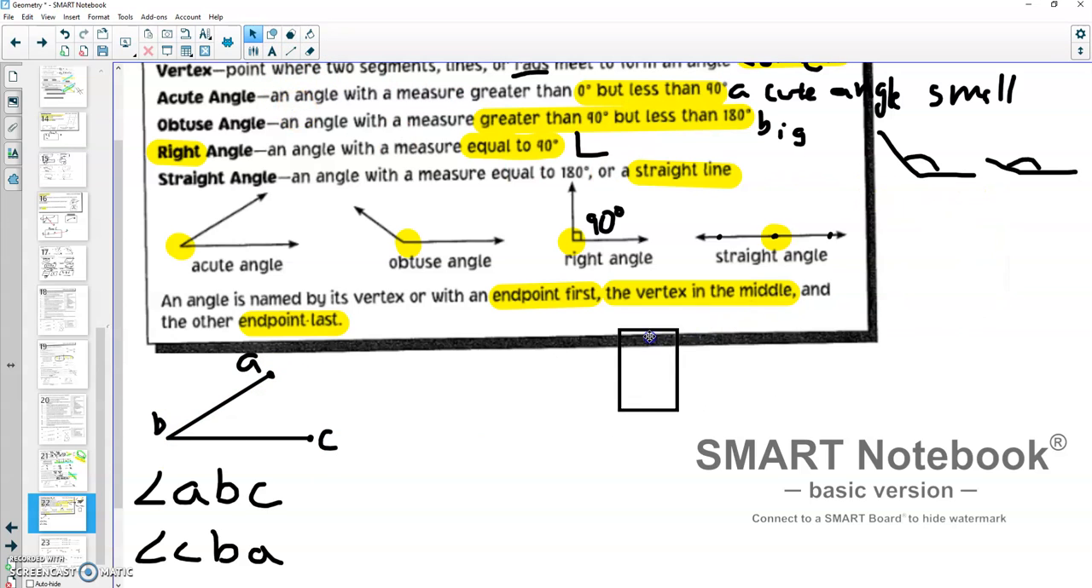Now, if I look at this angle, is it acute, obtuse, right, or straight? So I'm going to grab my piece of paper, bring it over, line it up with the vertex in the corner, and line it up with one of the lines. And we see that if I measure from here to here, this is a small angle. It's less than 90. So this would be an acute angle.